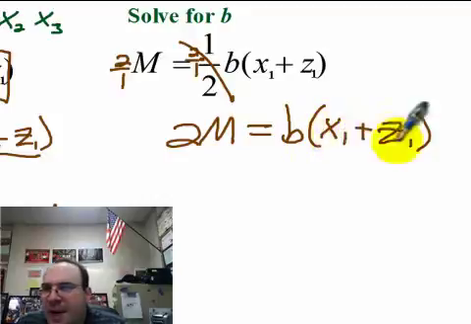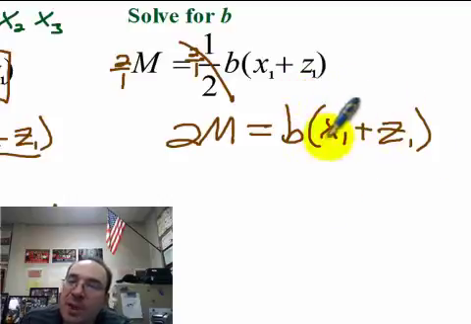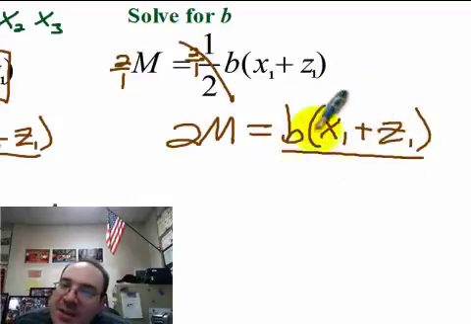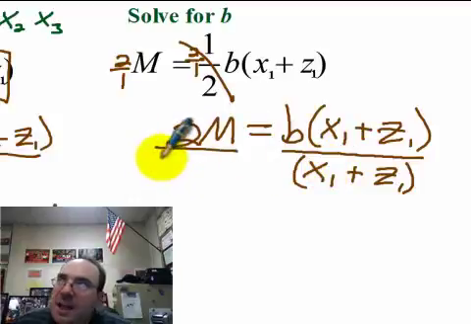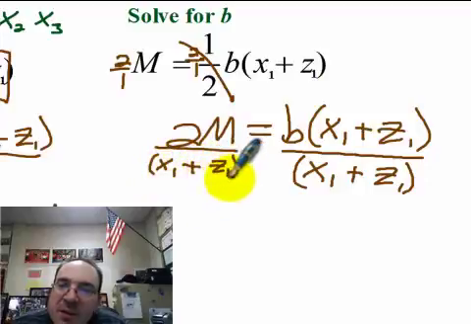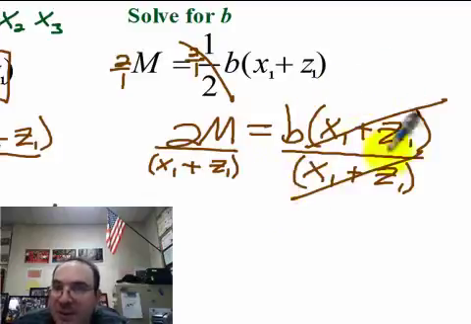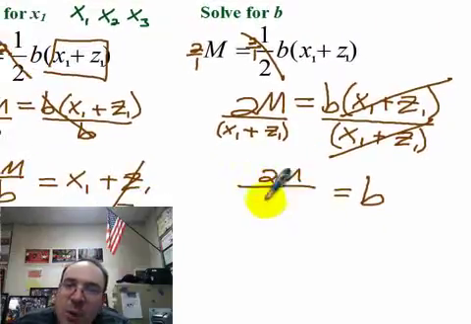Now, I cannot subtract each of these because they are both still linked together. But this time, this whole thing is what I want to get rid of. So this is like one thing linked together, so I can divide by this entire set of parentheses. So I'm going to divide by x1 plus z1 on both sides. And this whole thing cancels as if it were one thing, because the grouping symbol says that it is. So I get b by itself, and here I have 2m over what?